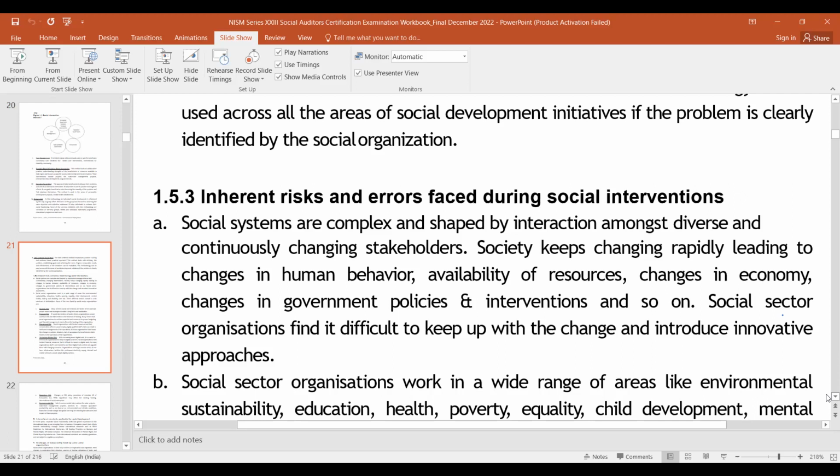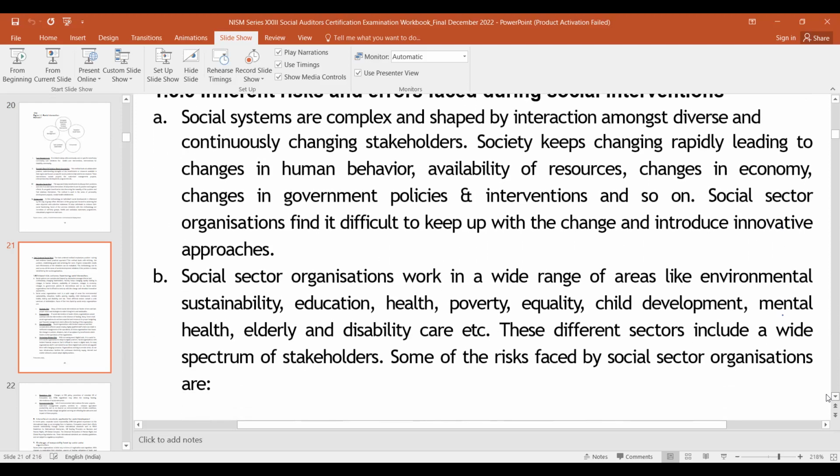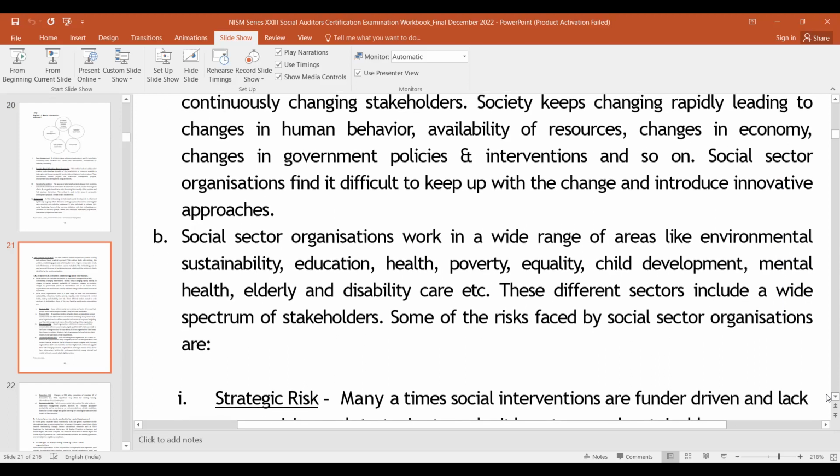Society also keeps on changing rapidly. There is a change in human behavior, there is a change in availability of resources. So if social enterprises are working, naturally there will be inherent risks. Then they work in different areas: environmental sustainability, education, health, etc. Now these different sectors include a wide spectrum of stakeholders.